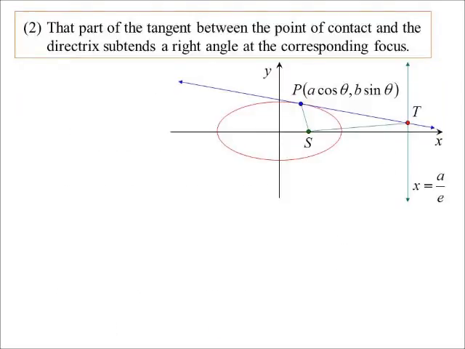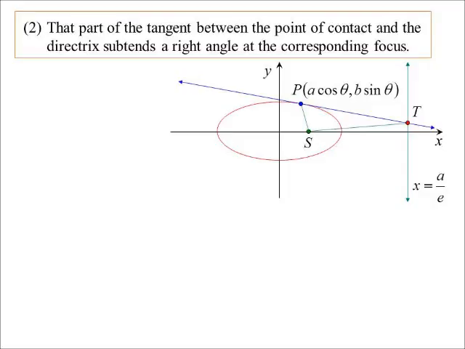All right. Now this one, well, we'll draw a diagram in a sec so you can see exactly what it means, because sometimes it's hard to get your head around it. That part of the tangent between the point of contact and the directrix subtends a right angle at the corresponding focus. All right, let's draw the picture. Again, I'll do it for the ellipse.